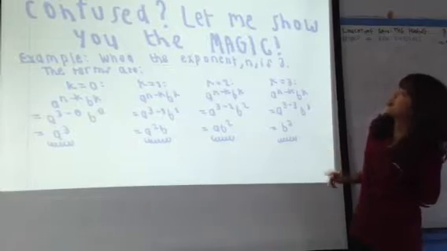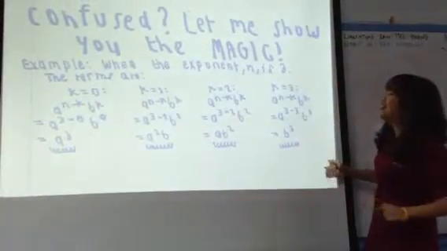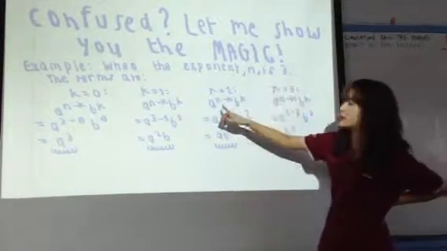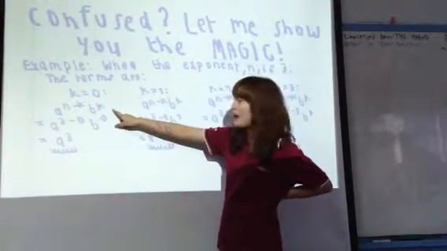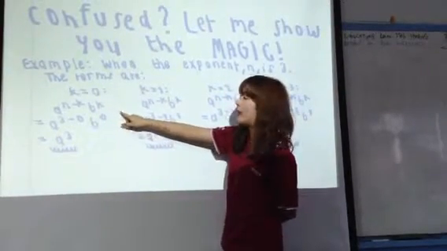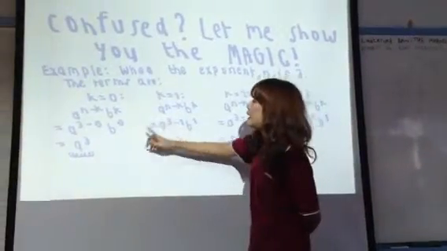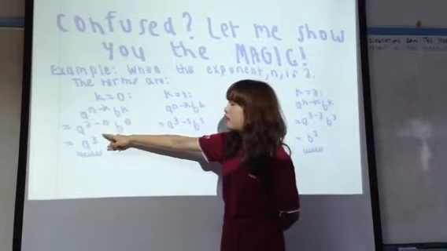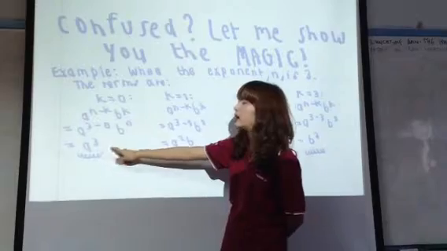Next. Okay, if you are confused, let me show you the magic. When the exponent n is 3, the terms are, for k equal to 0, the formula we have here is a to the power of n minus k times b to the power of k, right? And as you know, n is 3, and k is 0, so it's a to the power of 3 minus 0 times b to the power of 0, that makes up a cubed.